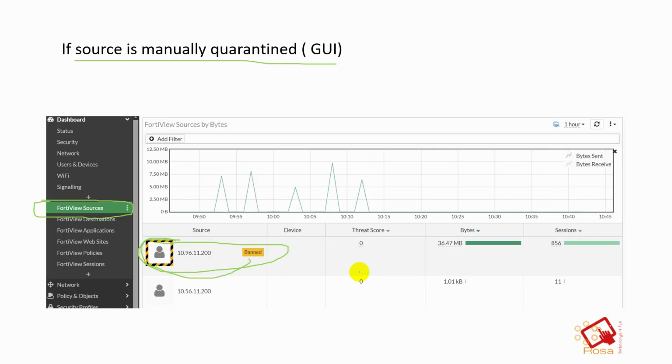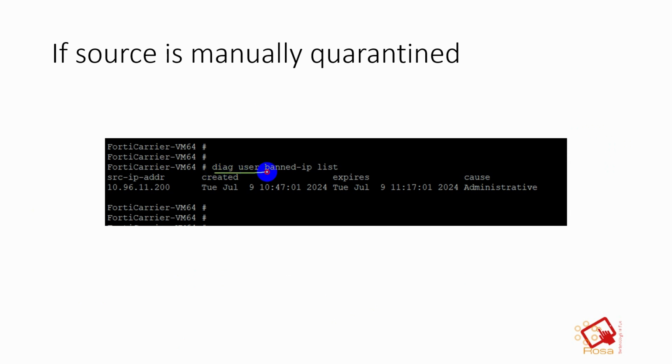Whenever you do a manual quarantine, you will see that IP listed under the GUI as banned. And if you run the command diag user banned IP list, you will see the IP address that you quarantined or banned listed here. If you did a manual quarantine, it will be shown with the cause as administrative. That means this IP address is banned administratively, or manually. Same way, a DOS policy can also do a quarantine based on what is configured.